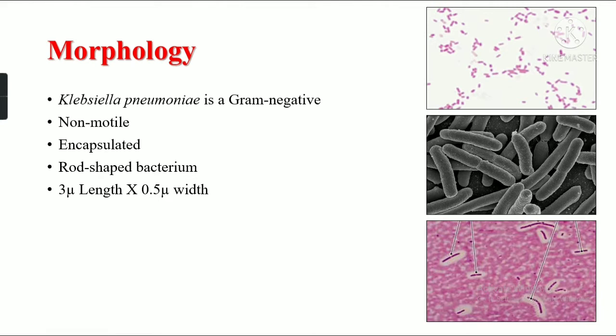Coming to the morphology, Klebsiella pneumoniae is a gram-negative, non-motile, encapsulated, rod-shaped bacteria. Its length is approximately 3 micrometers while the width is around 0.5 micrometers. You can see from the images, the first image is of gram staining where you can see it's a gram-negative rod-shaped bacteria. The second image is of its electron microscopy where again you can see the ultrastructure with more clarity, and in the third image you can see the presence of capsule around the cells.